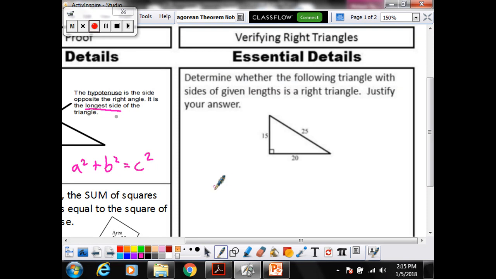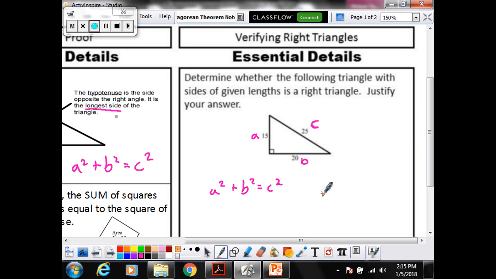So we can use the formula a squared plus b squared equals c squared. The first thing I would do is label, because sometimes the triangle might be flipped around and turned. I would label your sides that are A and B, so your legs, and then I would find your hypotenuse, the longest side, the one opposite the right angle, and I'll label that C.